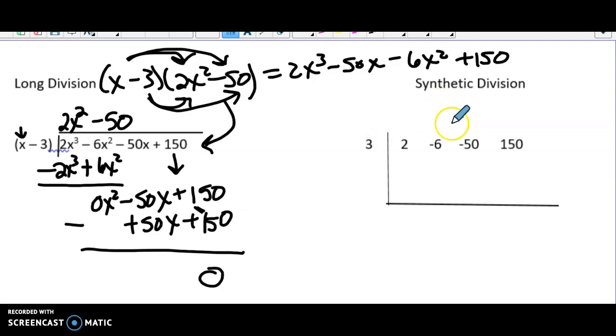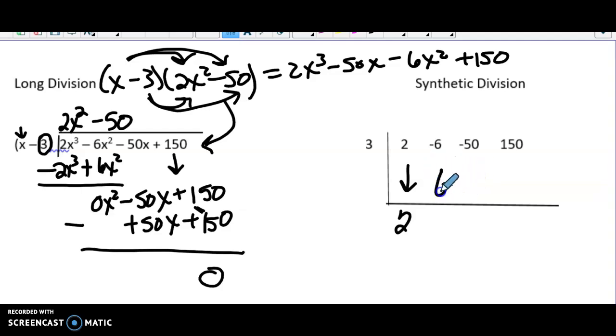Great. If I would have done this with synthetic division, then I just take what I was subtracting from x. I was subtracting a 3 from x, so I'm just going to bring a 3 here. If I was dividing by x plus 3, then I would use a negative 3 there. Okay, it's the opposite of maybe what you think, but it's whatever's being subtracted from x, you put here as your multiplier. We take all the coefficients of my polynomial, 2x cubed minus 6x squared minus 50 plus 150. You bring the first term down, okay, to get started, and then you just multiply and add.